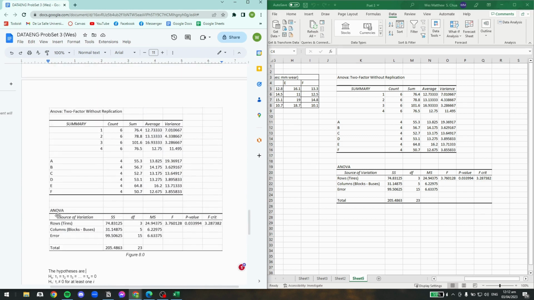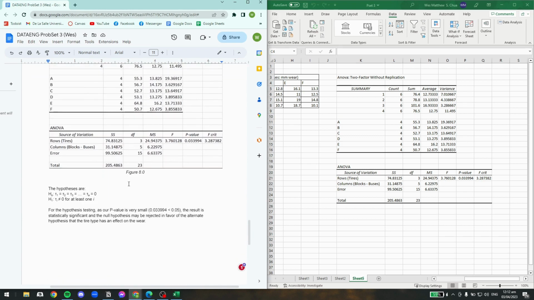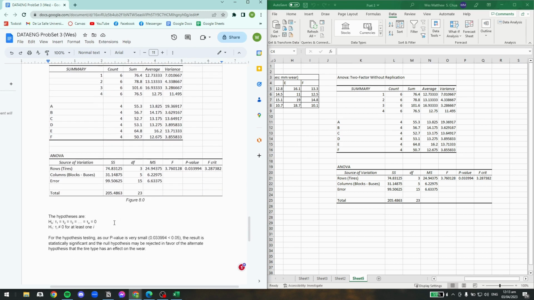However, if we look at the p-value here, the p-value is 0.033994. So for our hypothesis testing, rather than comparing the F values, since our p-value is very small and it's less than 0.05, we can say that the result is statistically significant and that the null hypothesis may be rejected. So the null can be rejected in favor of the alternate hypothesis, wherein the tire type does have an effect on the wear. So that's basically about it.